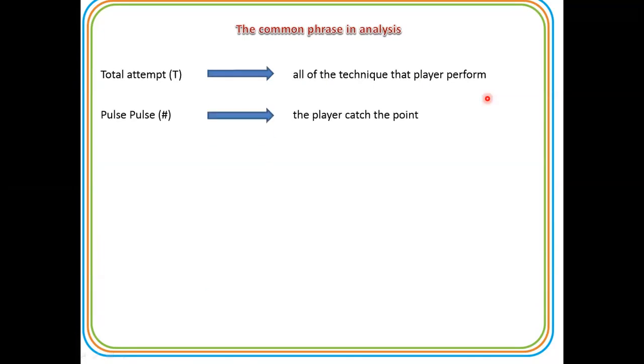Second, we have double plus, and we show that with this sign. This is when the player catches the point. For example, the player performs the attack technique, and they catch the point. Maybe the player uses the block-out technique. Maybe the ball directly touches the ground. Anyway, the player catches the point.